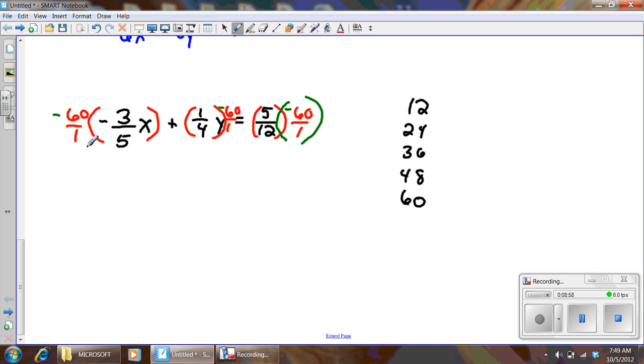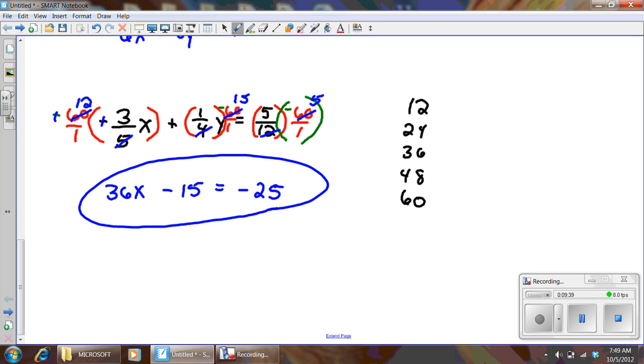Okay, so looking at this first one, I know the negatives are going to cancel. I know that 60 and 5 are going to reduce to 12. 12 times 3 is 36, and there's an x there. All right, here, oops, I'm not going to get a positive, am I? When I multiply positive 1/4 by -60, I'm going to get a negative. 4 and 60 will simplify to 15. 15 times 1 is 15, times y is 15y. And then one more. 12 will go into 60 5 times. 5 times 5 is 25, and it's a -25. And there you go. I am standard form with integer coefficients.